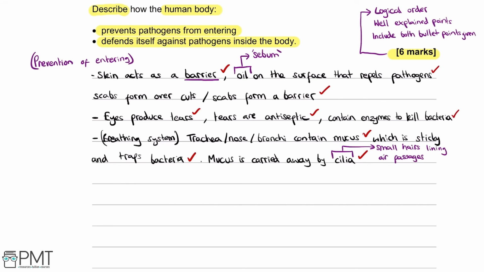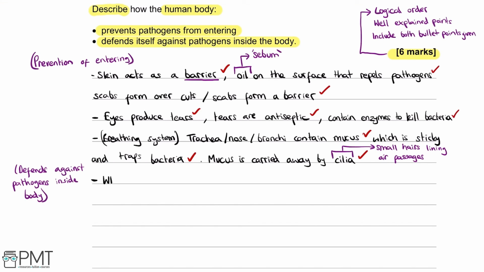So overall you can see there are multiple marks available for the prevention of entering, but just remember that just listing 6 marks or 6 bullet points isn't necessarily going to get you all 6 marks, so ensure they are logically ordered and explained well, and you're including both of the bullet points. So we can move on to the second one now, defending against pathogens once they're inside the body.